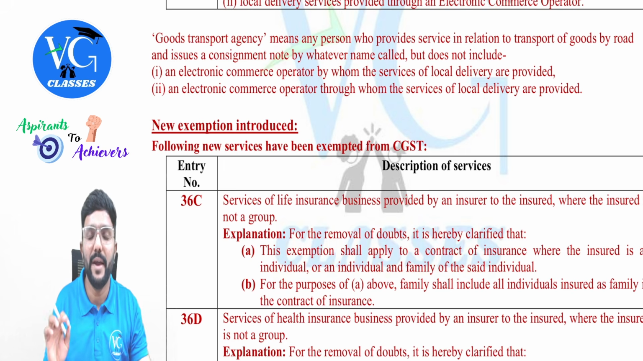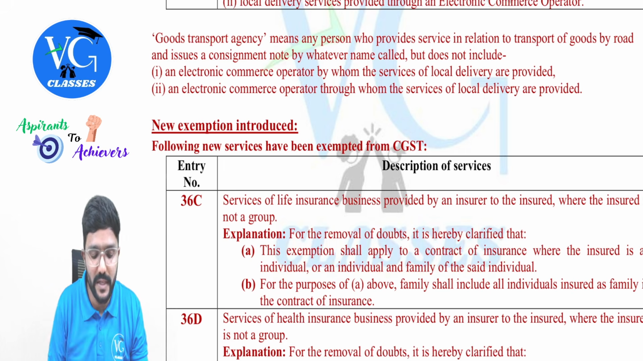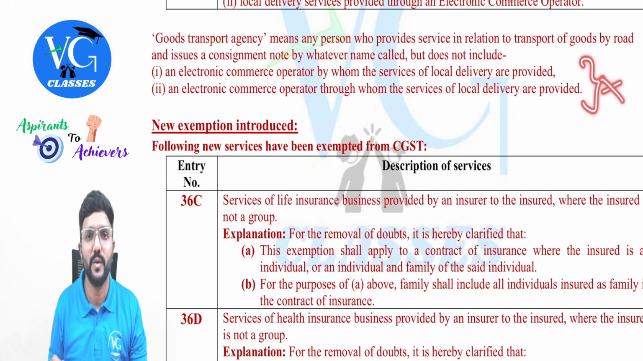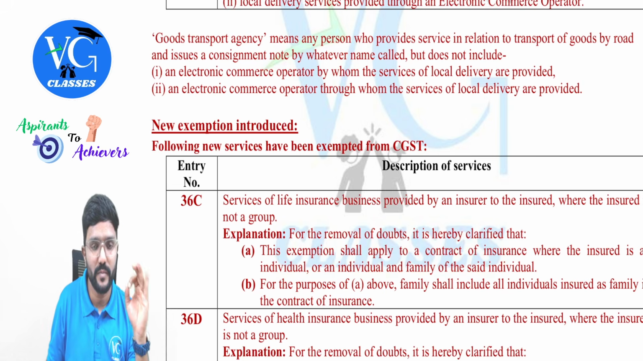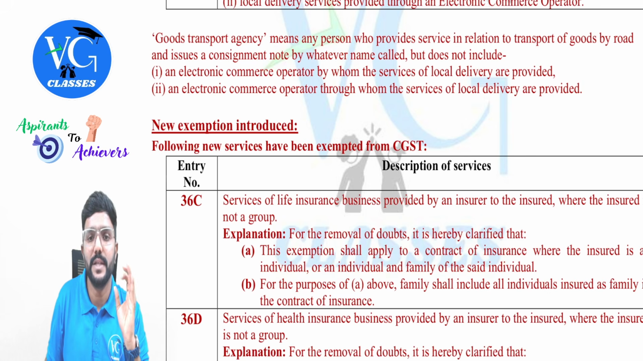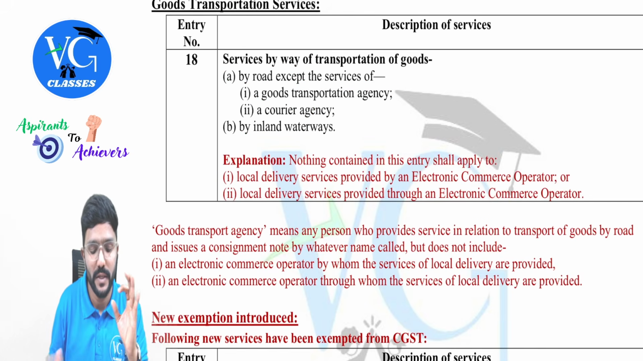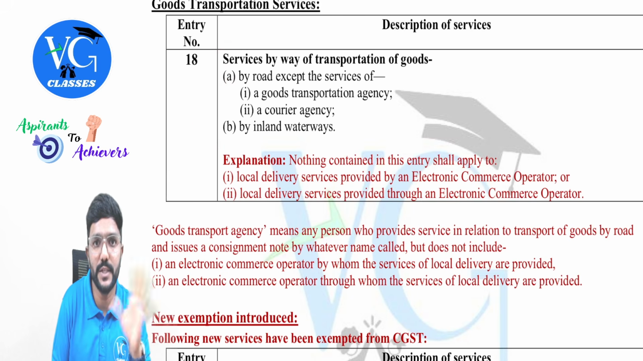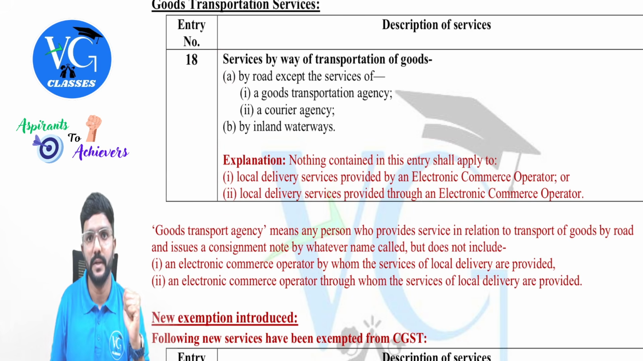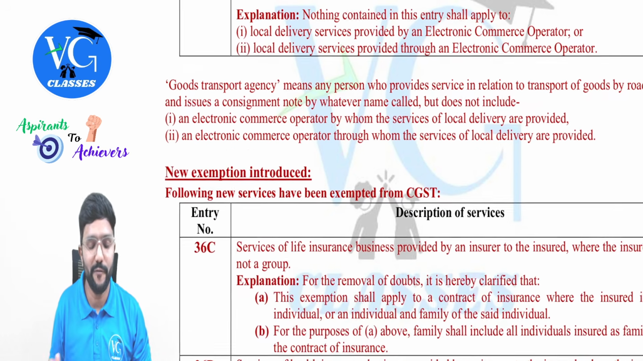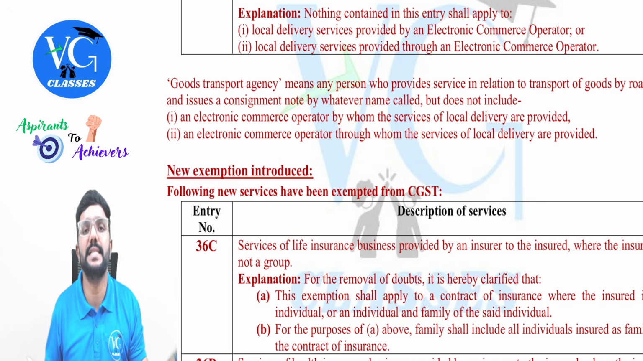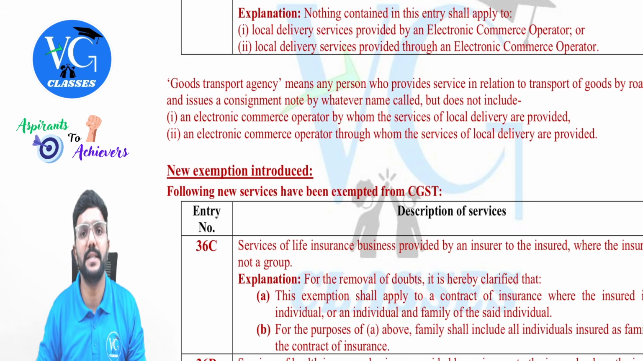Clear? Yes. By whatever name called, but does not include, means GTA will not include the following two. What are those? Same like explanation. An electronic commerce operator by whom the services of local delivery are provided, an electronic commerce operator through whom the services of local delivery are provided. So in simple, guys, whatever we saw here, explanation told the above exemption is not applicable for the following two people. Same way here they are telling the following two people are not included as GTA. They are not considered as GTA.